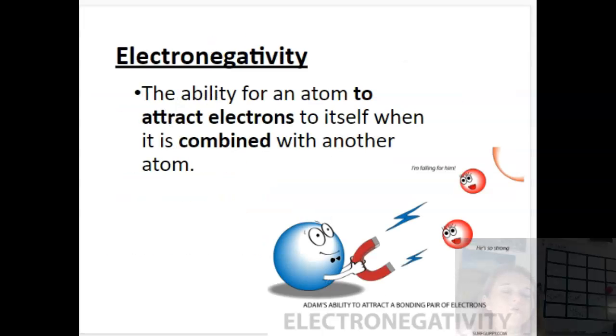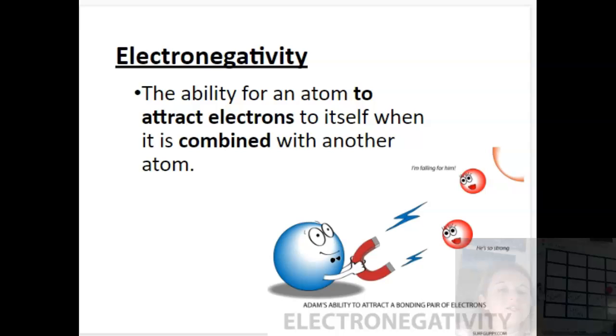All right, so our next and final trend that we're going to look at in Chemistry 1 is electronegativity. Let's write that definition down in our notes. The ability for an atom to attract electrons to itself when it's combined with another atom. So electronegativity means how much energy do you exert to take away an electron from another atom? Basically, like how attractive are you to another atom?